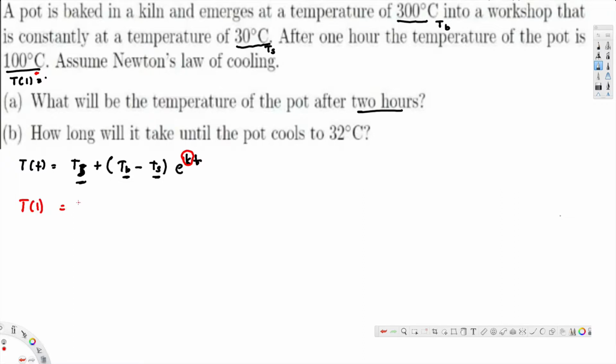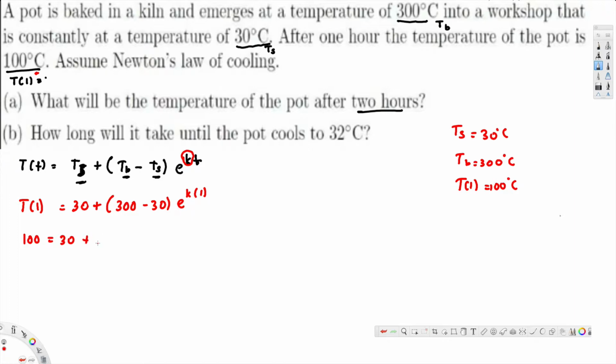T of 1 is equal to T surrounding. Let's plug the values. T surrounding is 30 degrees Celsius. T body is equal to 300 degrees Celsius. And then T of 1 is equal to 100 degrees Celsius. Let's avoid the unit for now, because all of them are going to be Celsius. So T of 1 is 30 plus T body, that is 300, minus again T surrounding, that is 30, e power kt. k we don't know, t is 1 because we are looking at 1 hour, and we also know T of 1 is equal to 100. We can plug it right here. 100 is equal to 30 plus 300 minus 30, that's 270, e power k times 1.